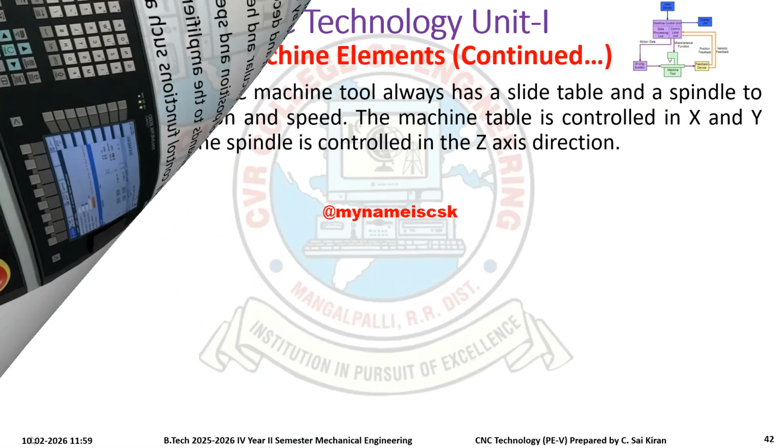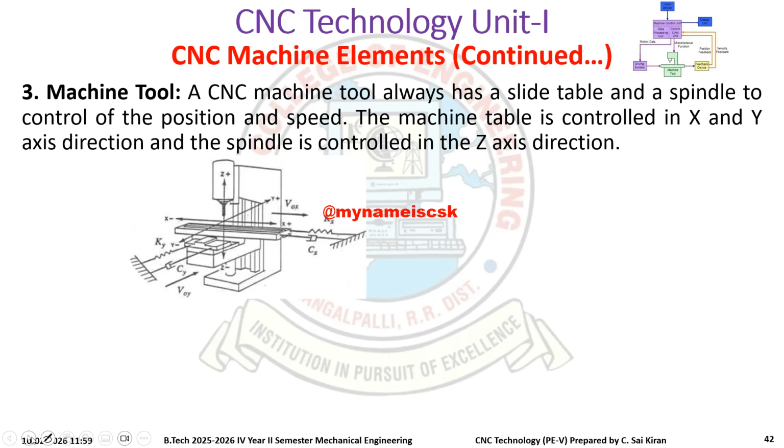Next is the machine tool. This machine tool is nothing but the cutting tool, or it consists of a sliding table and spindle, controlled to control the position and speed. So this is my x-axis. For the x-axis you have one drive, for the y-axis you have one drive, and for the z-axis you have one more drive in order to have control of the spindles.